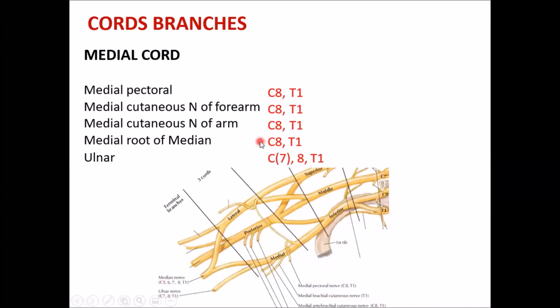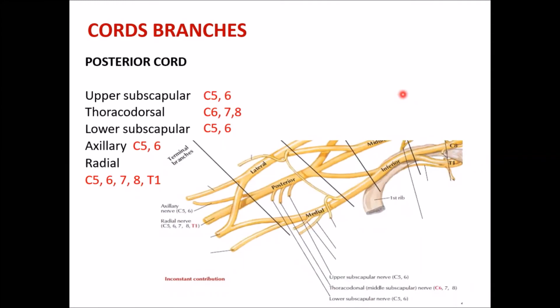Then 5 branches from the medial chord. As you can see: the medial pectoral nerve, the medial brachial cutaneous nerve, the medial antebrachial cutaneous nerve, the ulnar nerve, and the medial root of the median nerve. So these are the 5 branches from the medial chord.